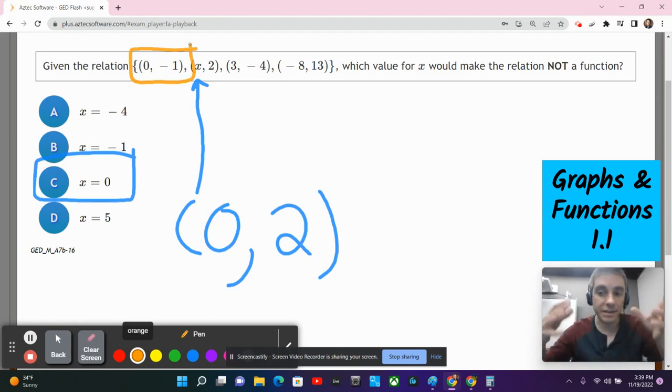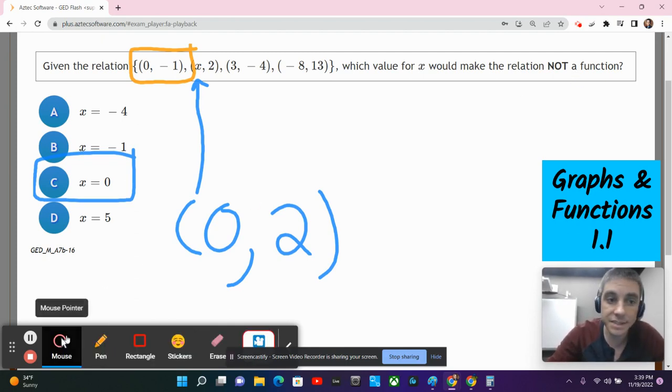That would cause a little bit of a dilemma where 0 as an x number is paired now with -1 and 2. You see, every x number has to be paired with only one y number for it to be a function. And if we made x equal to 0, that would not be the case. That would make it not a function, which is why C is the correct answer.